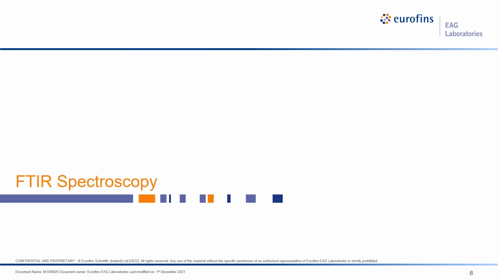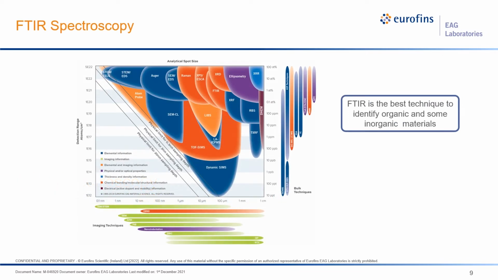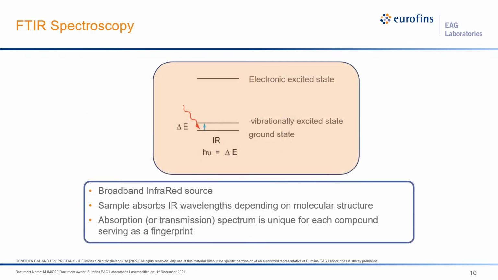Let's take a closer look at FTIR spectroscopy. Again, let's locate it on our chart. So again, it's right here. We can see that our sensitivity is at the percent level, and our spot size varies from millimeters down to about 100 microns. FTIR is the best technique for identifying unknown organic material. We'll explain that in a little bit.